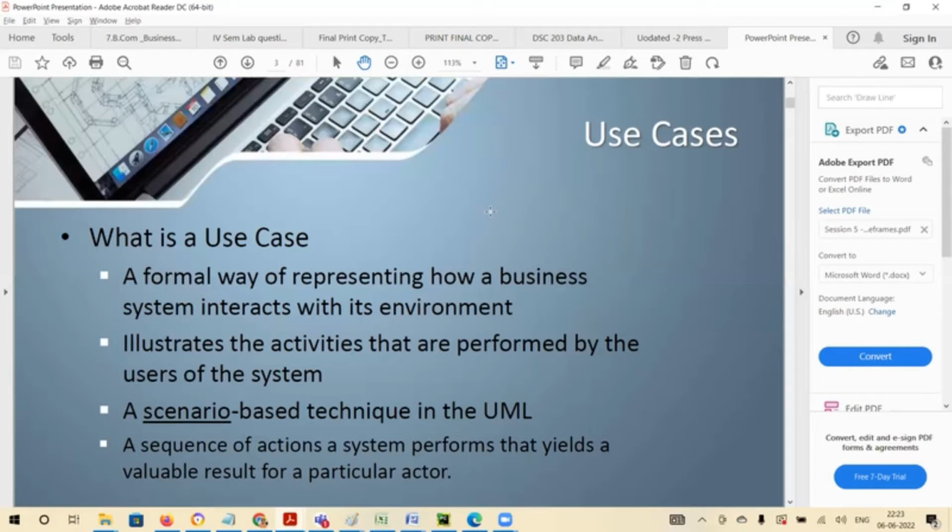So that is scenario-based design and sequence of action. What is a sequence of action? What do you do first, step by step, and what do you do next? All these things we put together in the use case diagram.